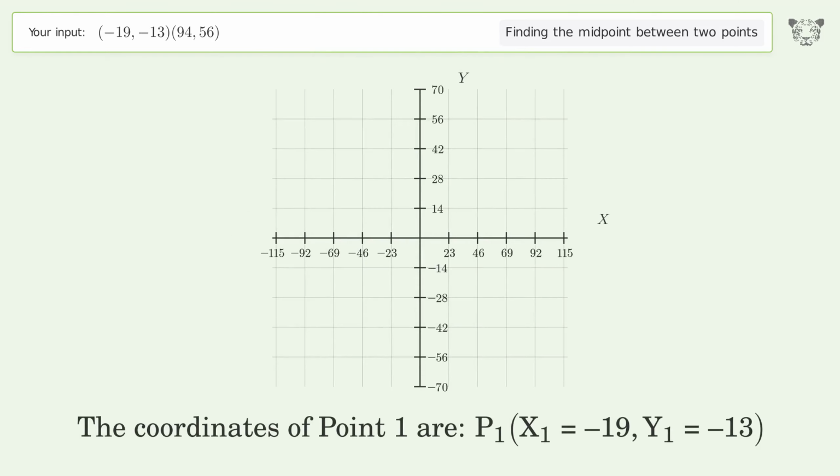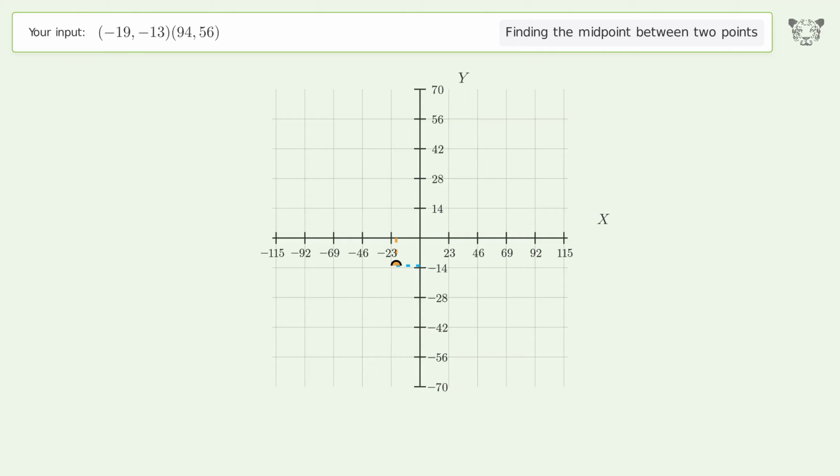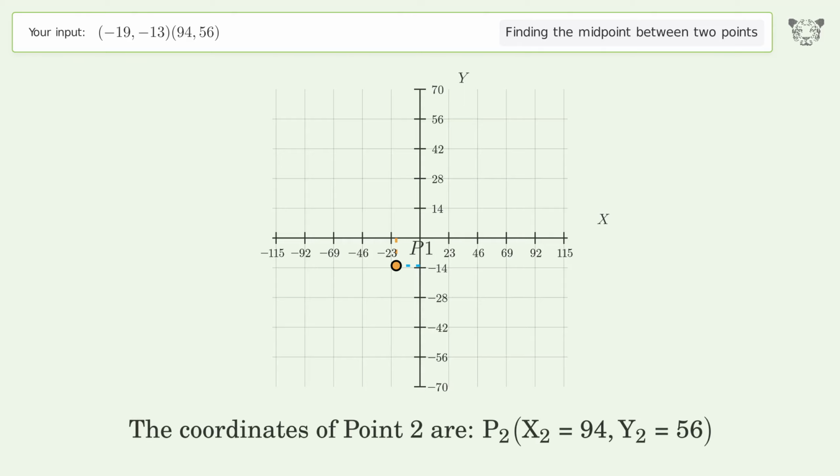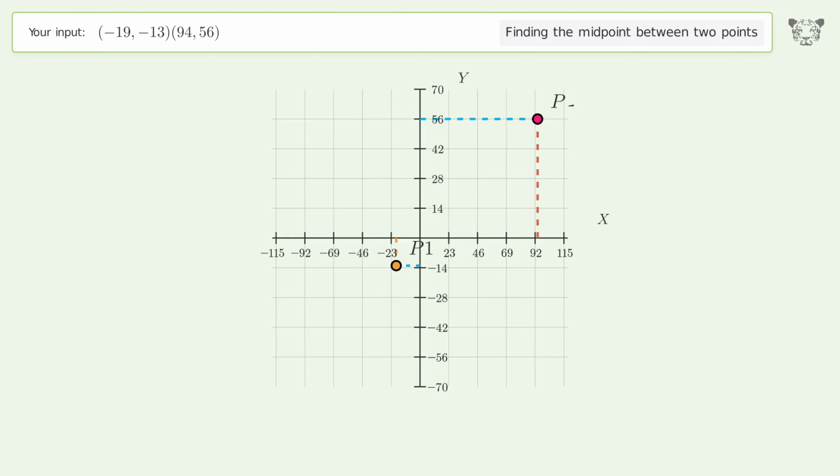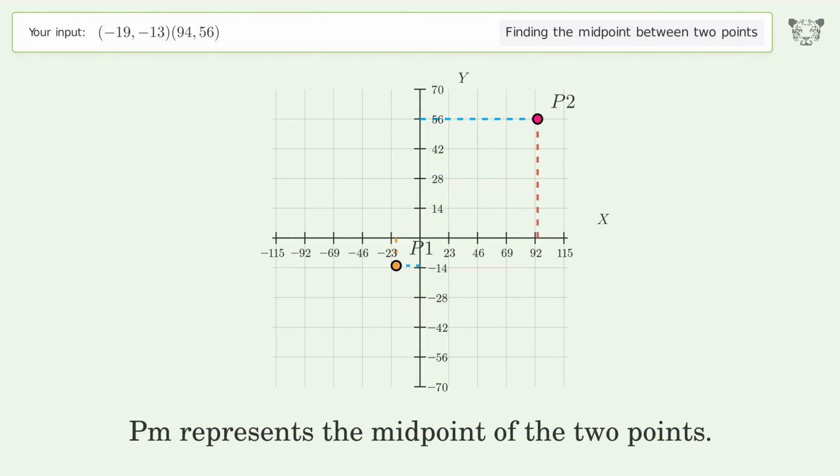The coordinates of point 1 are x1 equals -19, y1 equals -13. The coordinates of point 2 are x2 equals 94, y2 equals 56. PM represents the midpoint of the 2 points.